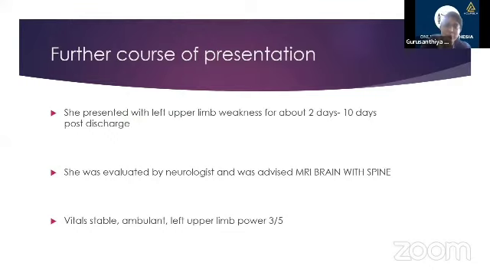So she was evaluated by the neurologist, who advised an MRI brain with spine. She was still ambulant and her vitals were stable, but her left upper limb power was around 3/5.